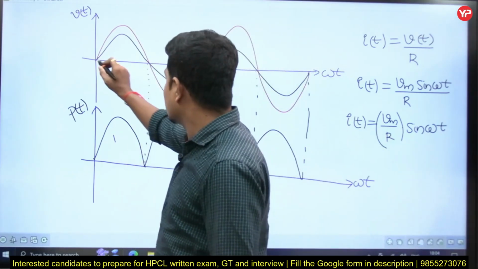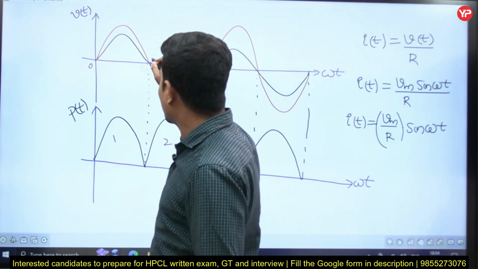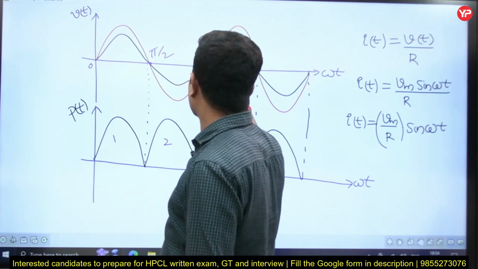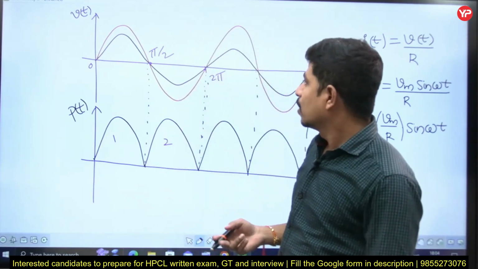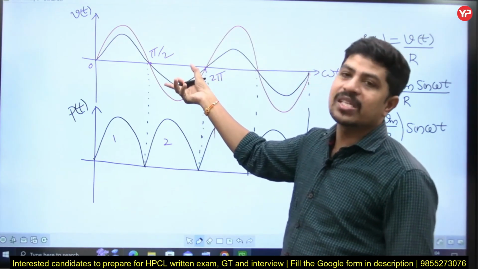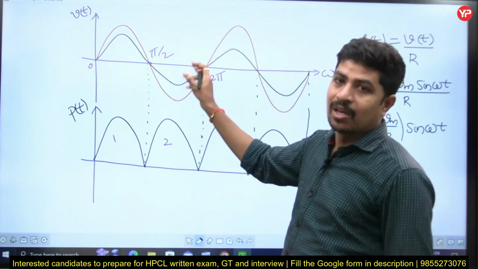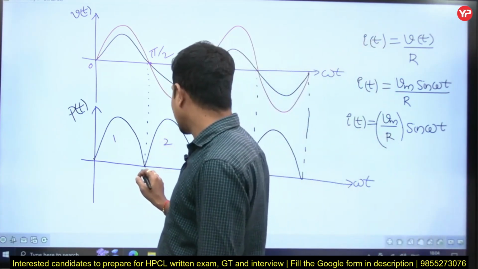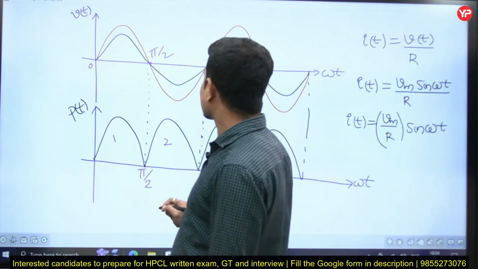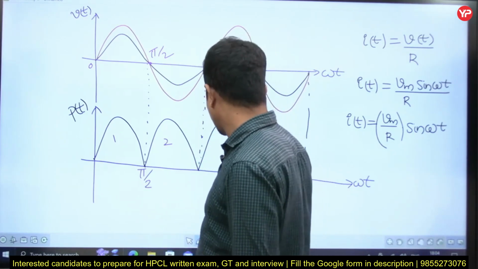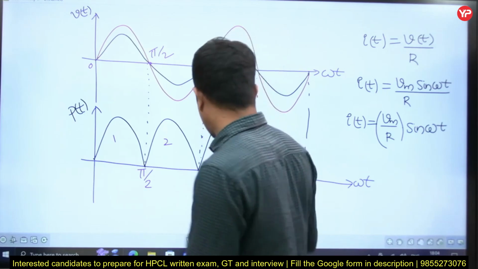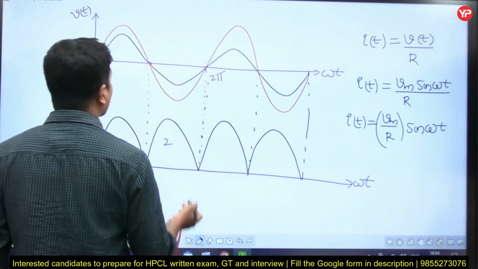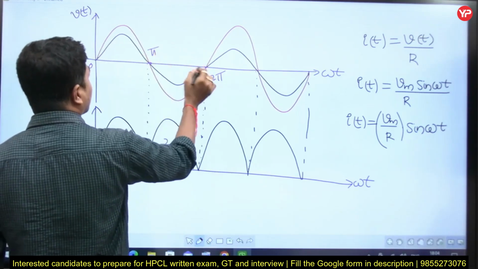Suppose I take this one as 0, this one as pi by 2, this one as 2 pi. For 2 pi radians or 360 degrees, both are the same. For 2 pi radians or 360 degrees I am getting one cycle here, but here we are getting that cycle only for... No, I wrote wrong. This is pi. Sorry. Half cycle in sine is pi. This is 2 pi.